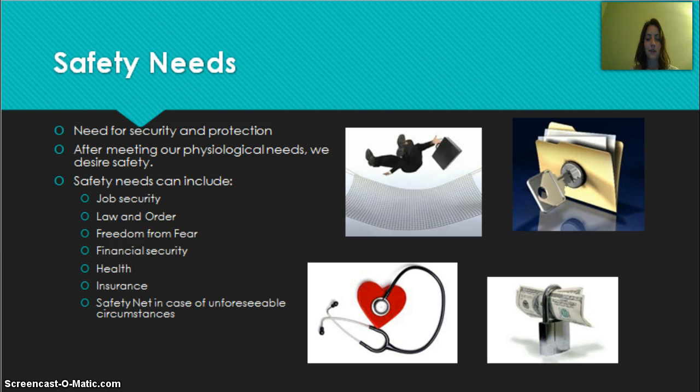Safety needs manifest themselves in a lot of different ways in our day-to-day lives, and this can include job security, law and order, freedom from fear, pursuing financial security, such as maintaining a savings account or investing money, health, purchasing insurance, as well as procuring a safety net in case of unforeseeable circumstances.